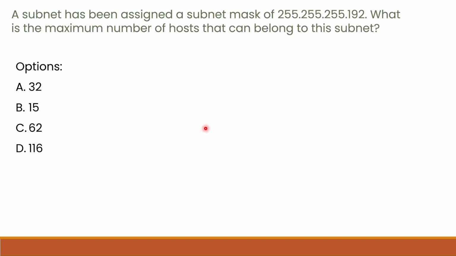This is the second question. A subnet has been assigned a subnet mask of 255.255.255.192. What is the maximum number of hosts that can belong to this subnet? And the options are 32, 15, 62, 116. Takes 10 seconds to solve this.